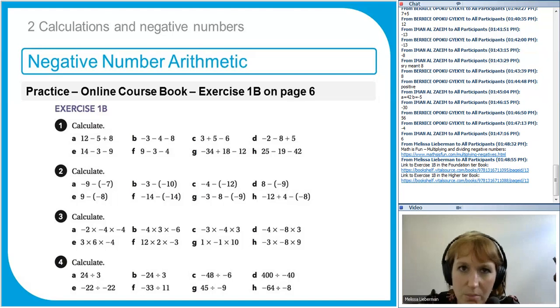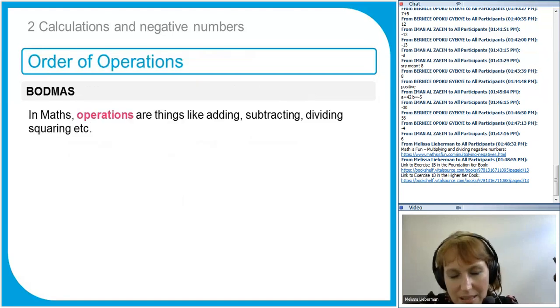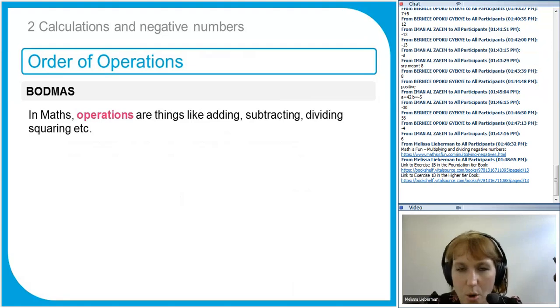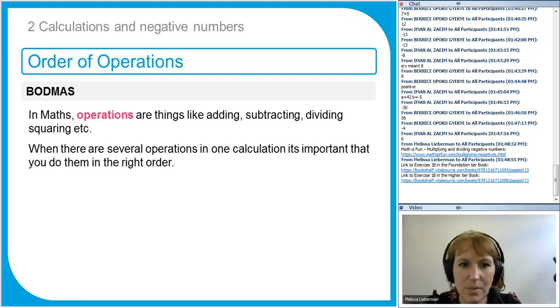A lot of these questions have got more than one number in, so it's important when we have a combination of adding, subtracting, multiplying and dividing in one sum, we need to know which operation takes priority over the others. And we sometimes use this BODMAS. I never used this when I learned about maths at school, but it's something that's quite popular now. BODMAS or BIDMAS, you'll hear about order of operations.